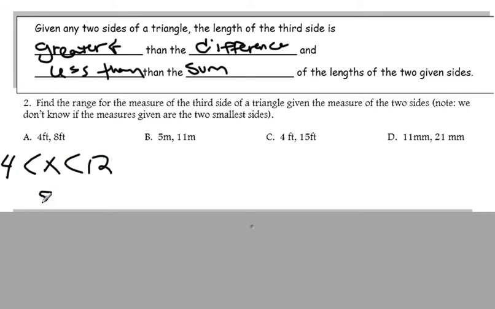So it could be 5, it could be 6, it could be 7, it could be 8, it could be 9, it could be 10, and it could be 11. And if it's any of those side lengths, it can form a triangle.